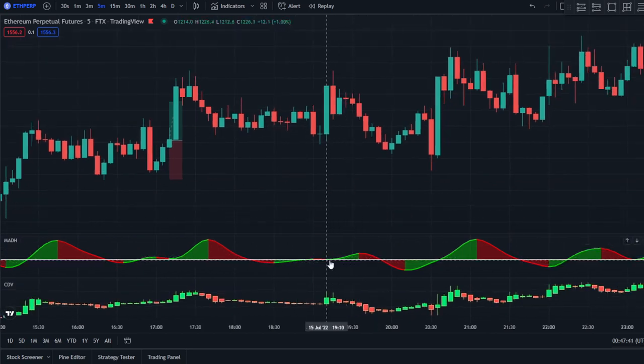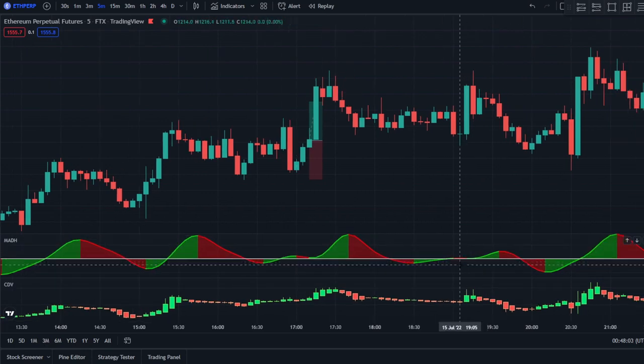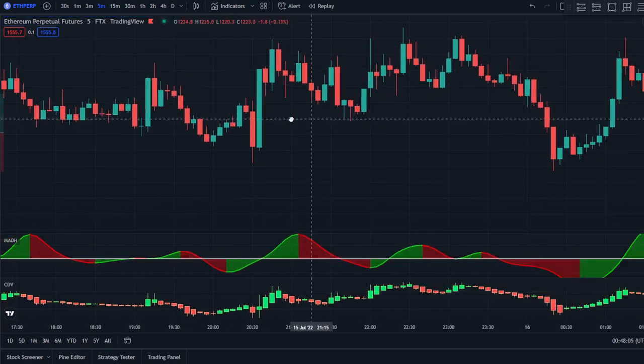Here we have another crossover on this candle right here. However, these are the type of trades that you must avoid when using the strategy, when it is close to the 0 line. You want to wait for the second signal to be either above the 0 line or below the 0 line. You don't want a signal on the 0 line, because you don't know whether it's ranging right now.